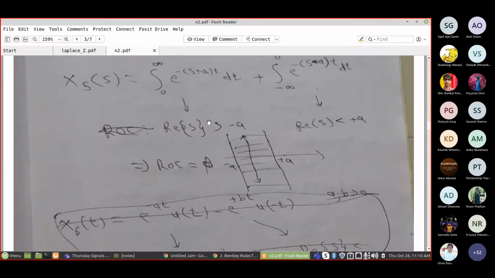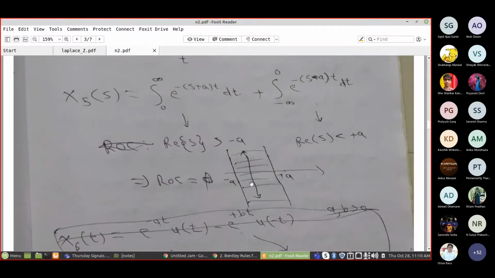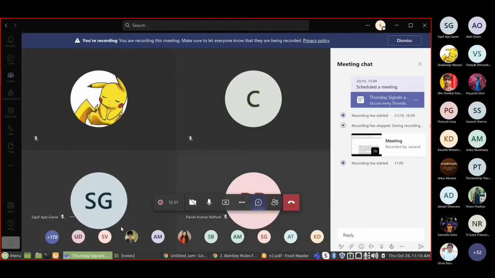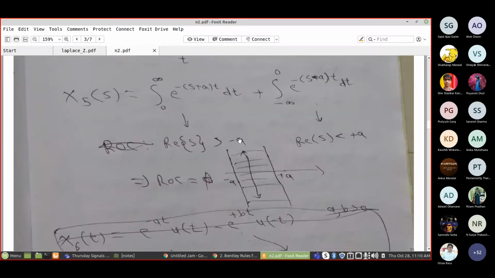So there will be cases where you may have ROC to be empty. That can happen in general, or you may have some non-trivial intersection. Any question? Okay, I hope this is fine.